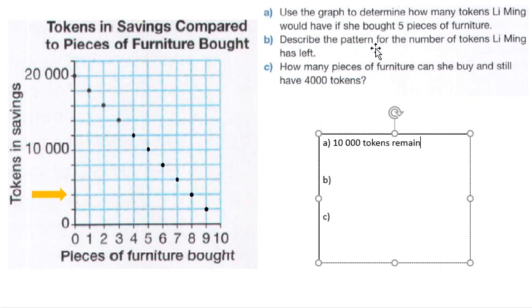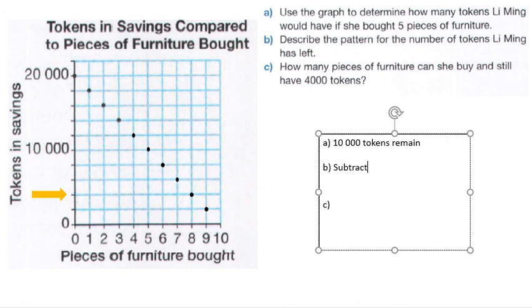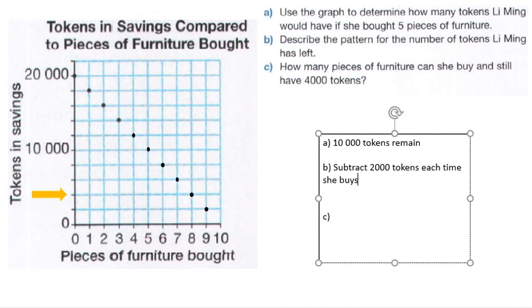Letter B. Describe the pattern for the number of tokens Li Ming has left. We can describe this pattern in many different ways. I'm going to give you one example. We can subtract, this is using words, we can subtract 2,000 tokens each time she buys a piece of furniture. However, that is certainly not the only way to describe the pieces of furniture compared to the number of tokens she has left.